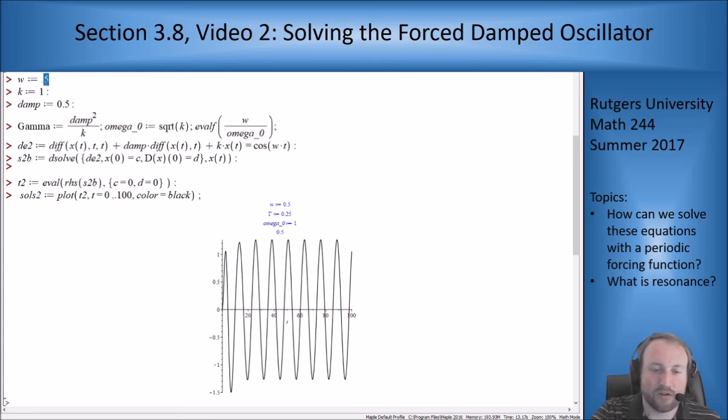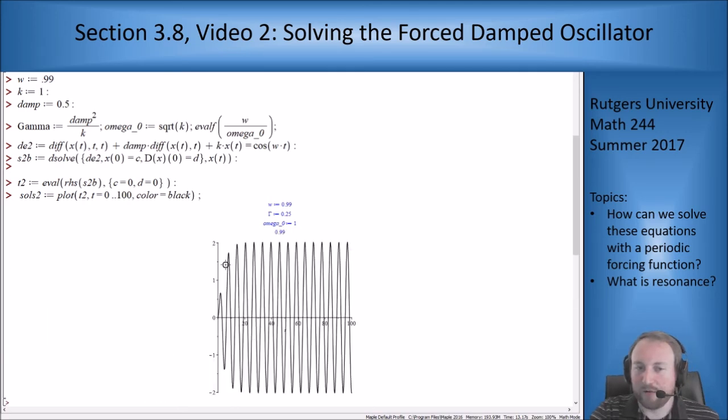If I get a lot closer to 1, say I put in 0.99, then the resonance is even bigger. Now we're up to a whole height of 2 at each of these peaks. And again, you see this transient solution at the beginning here. It starts lower, but it builds up over time, because after a while this transient solution, which is going to compete against it, starts dying off. And I just get my standard oscillation once I get up to here at the end.